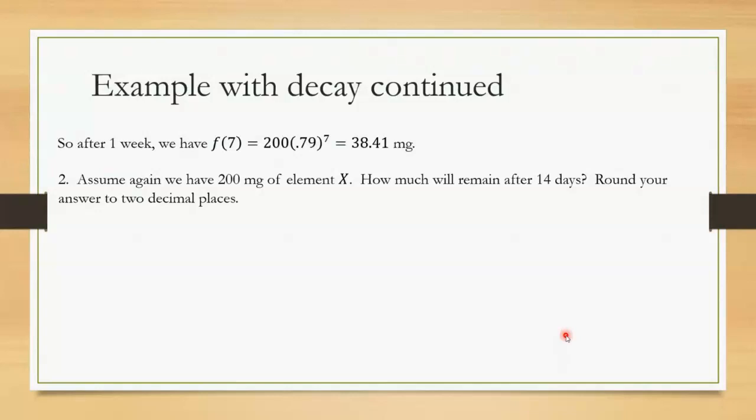All right. But basically, f of 7 then, which is how much is left 7 days later, that's what this is. And I did check this calculation. This is actually correct.